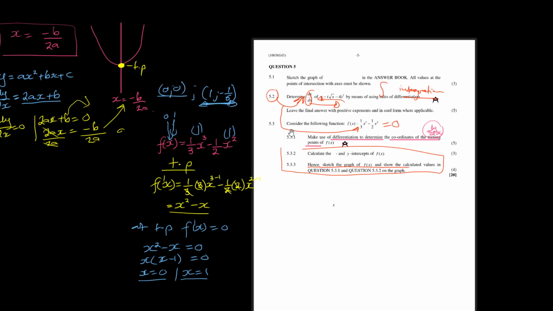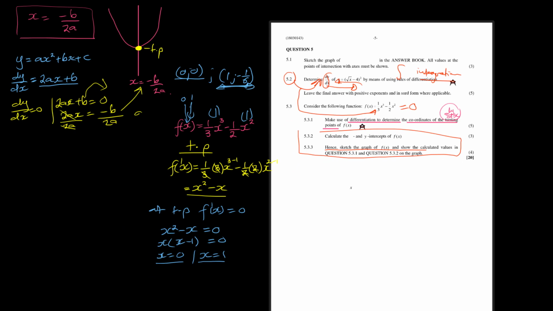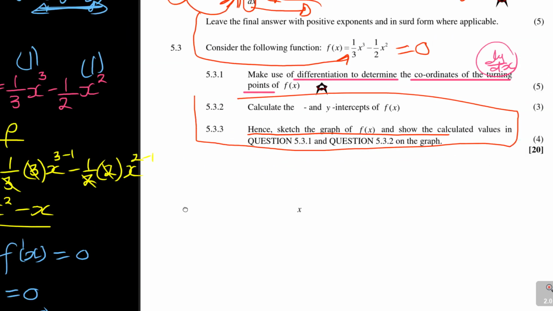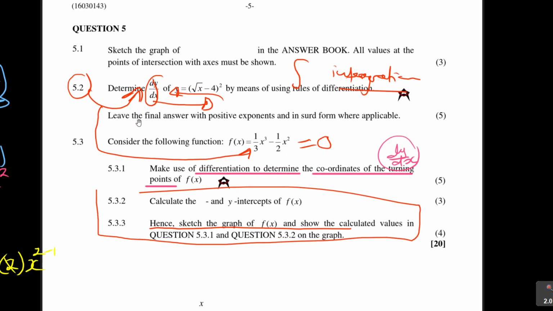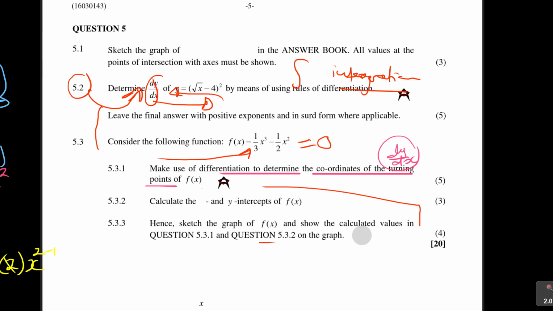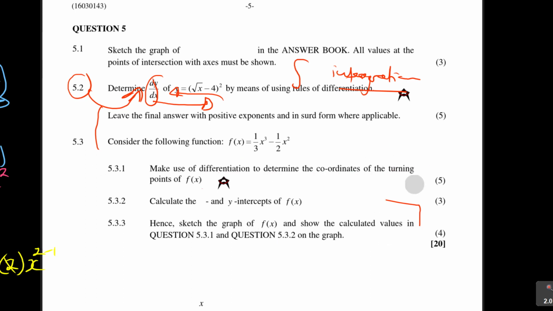Now, if you remember yesterday's lesson, we did a question. This was the question that we did. We actually looked at the first part, 5.3. I just want to erase a few things, but I don't want to lose everything here. We looked at 5.3, and it was saying consider the following function, and make use of differentiation to determine the coordinates of the turning points of f of x. If you're forgetting, just refer to the video of the previous lesson.